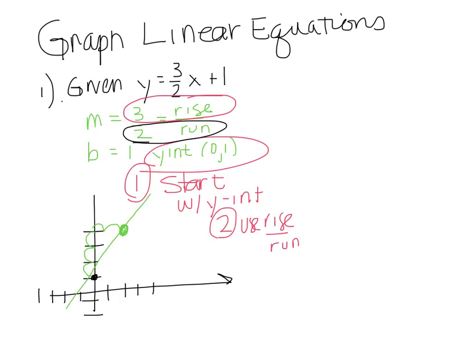Now, to be more accurate, you can go up 3 again from here, up 3, over 2, and get even more accurate. But it should end up on this same line. You could also go down 3, so down 3 and left 2, okay? And also get on the same line. So that's a great way to graph it when you're given y = mx plus b.